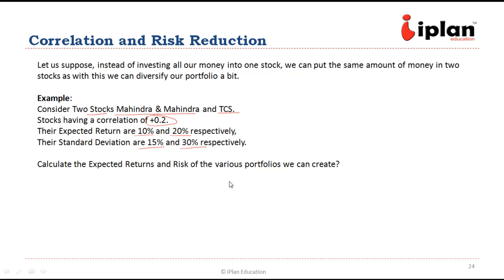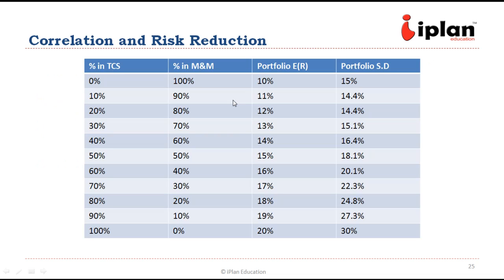Let us analyze these values of the portfolio, the return and the risk, for various combinations of weights of these two stocks. Let us say in the first case, we are completely invested in the first stock, Mahindra and Mahindra. The portfolio return is 10% and the standard deviation is 15%, which was the case for the individual stock.